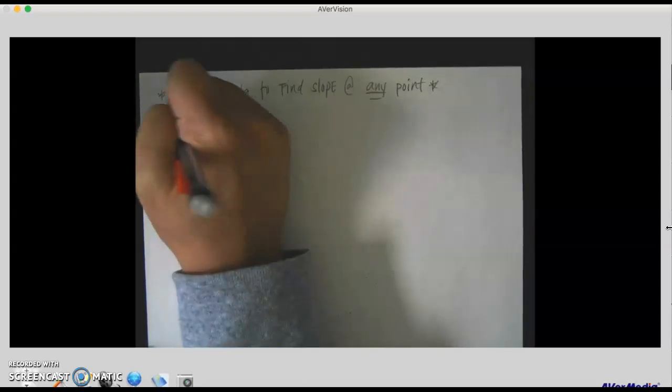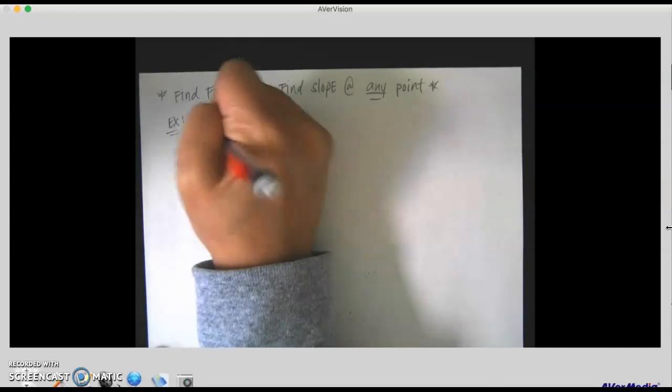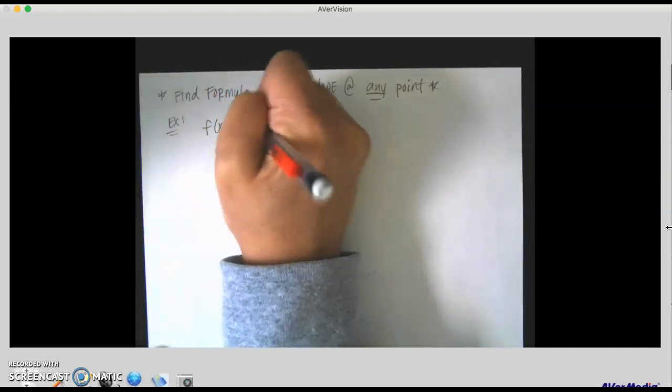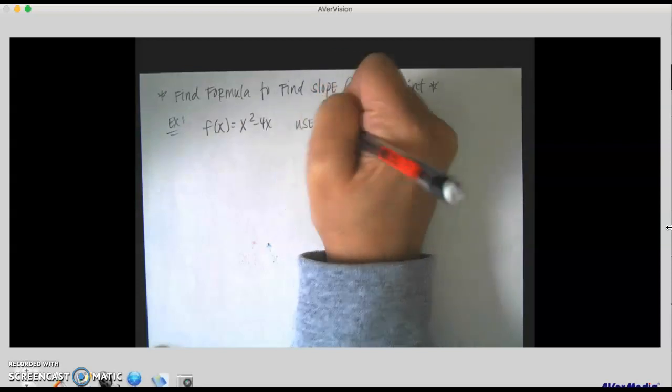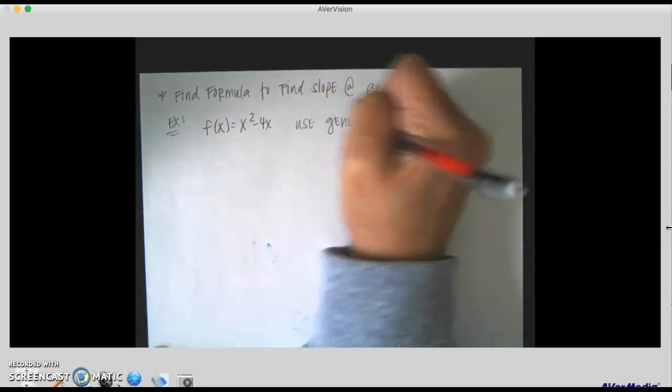So an example, if our function is x squared minus 4x, we're going to use the general difference quotient. So there's no x value that you're given here yet.